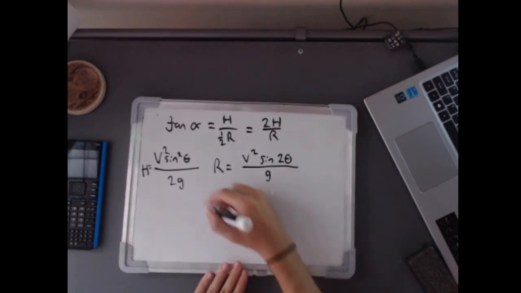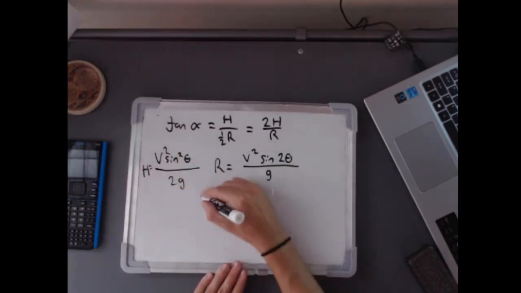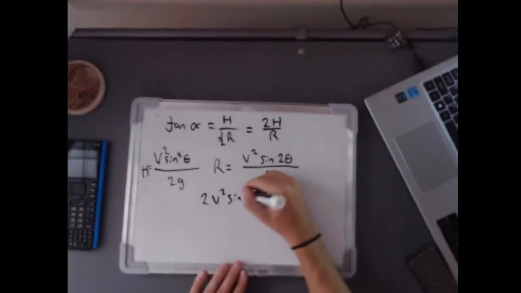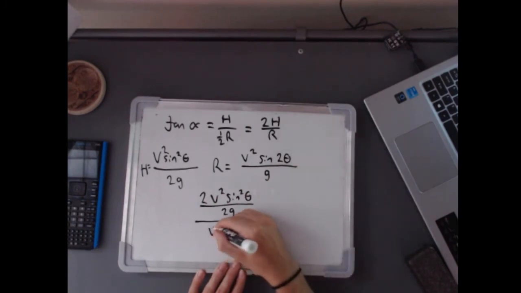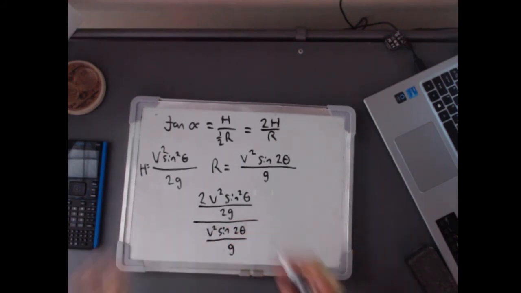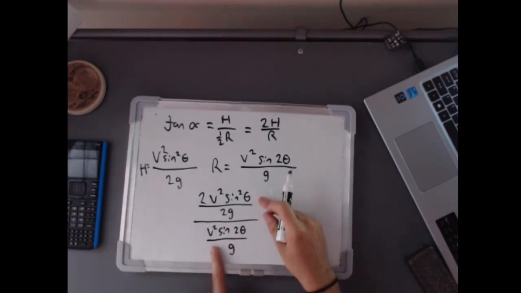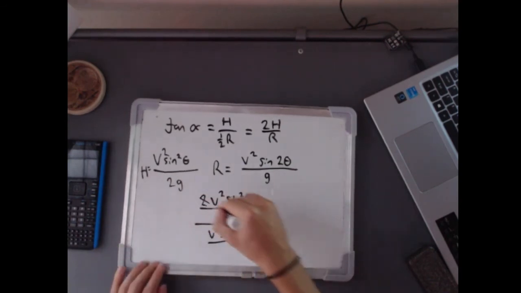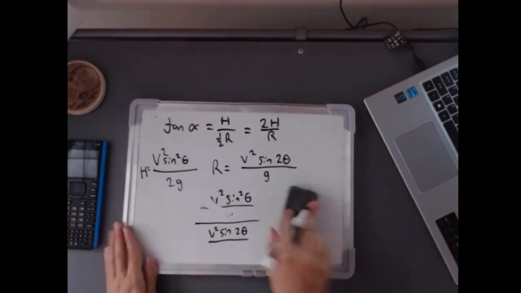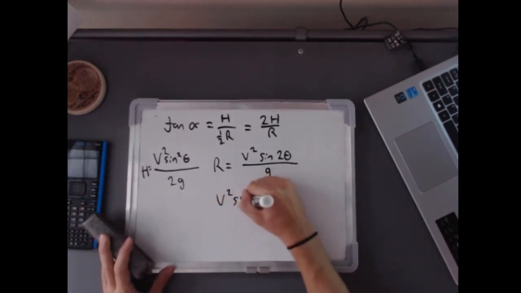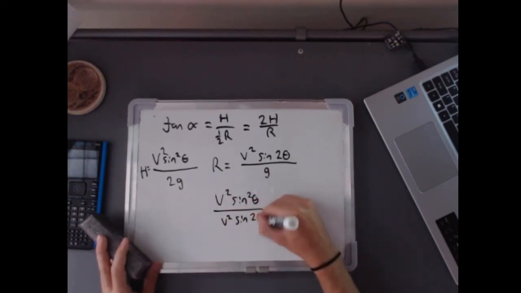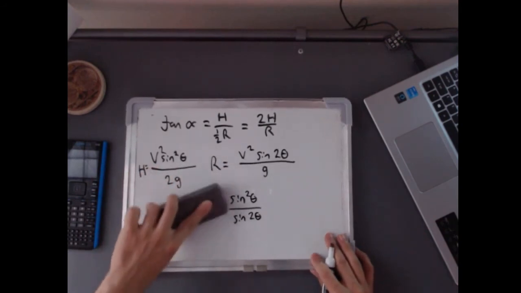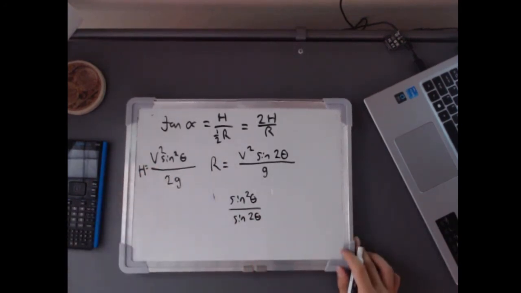Because we want 2h over r, let's just say 2 times h, 2v squared sine squared theta over 2g, over r, v squared sine 2 theta over g. Let's simplify that down. Multiply the top and bottom by g, you get rid of this, you get rid of this. These two things cross out, bam, bam. That leaves you with v squared sine squared theta over v squared sine 2 theta. V squareds obviously cancel out. Sine squared theta over sine 2 theta.